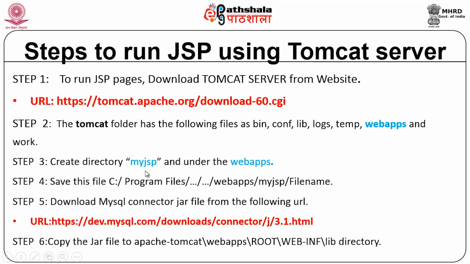Now you have to create a JSP page. Before creating a JSP page, you have to create a directory within this webapps. In our sample, we have created a directory called myJSP. This folder has to be created under webapps. Now you can save your JSP file within this folder called myJSP. So your file would be saved in a location like C:\Program Files\Apache Tomcat, whatever it is, and within webapps you have created a folder like myJSP, within which you will store your JSP page.